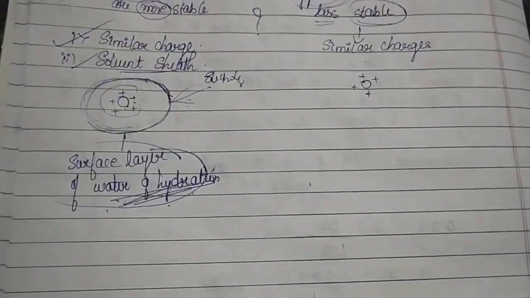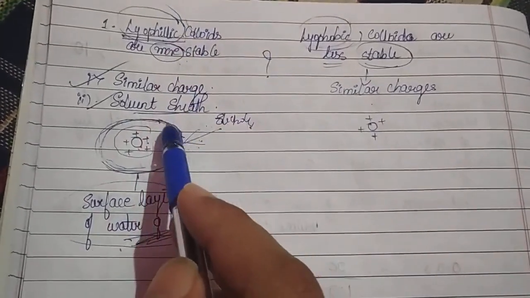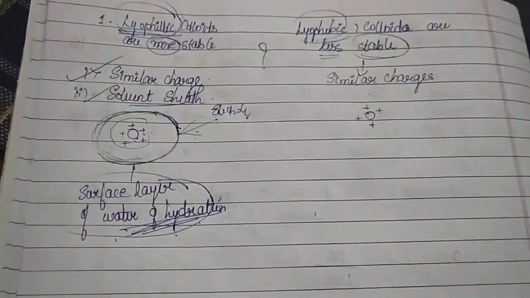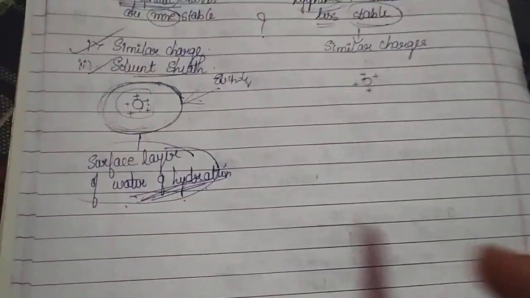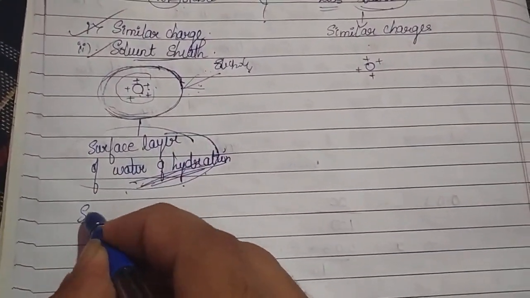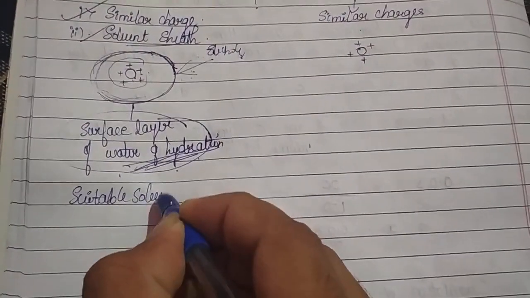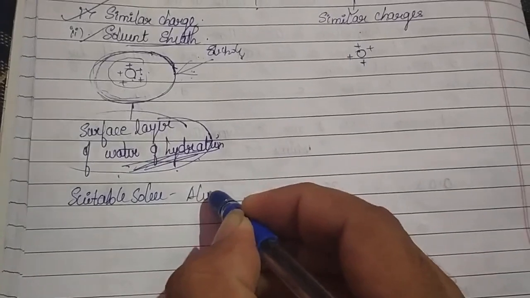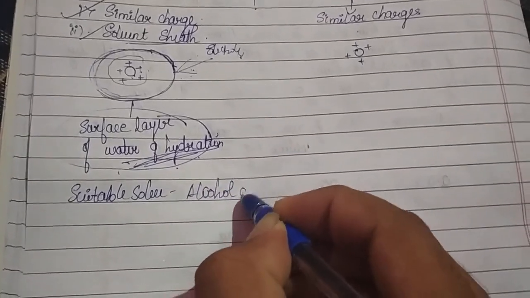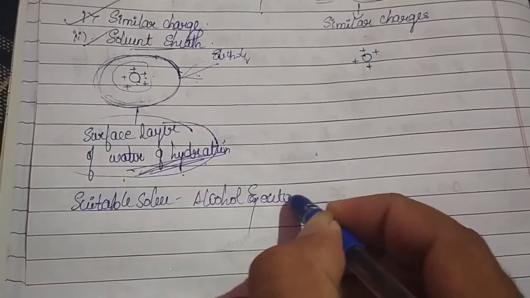So the first thing I have to do in order to coagulate my lyophilic colloids is remove this water of hydration. How can I remove it? Basically by utilizing a suitable solvent. Which solvent can we use? A suitable solvent is basically alcohol or acetone. Alcohol and acetone.